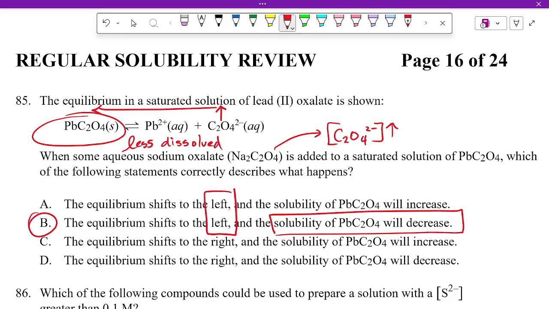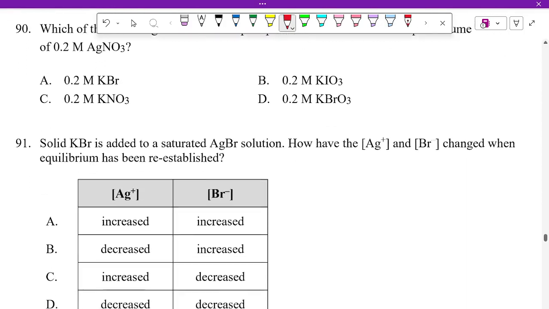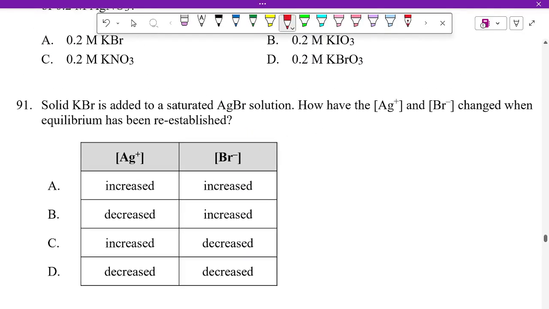Next is number 91. Solid KBr is added to saturated AgBr solution, AgBr.